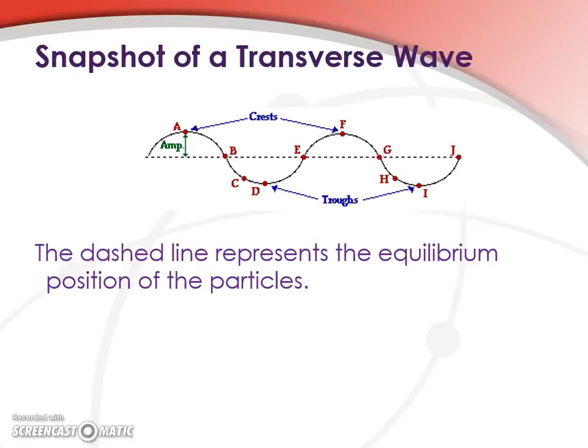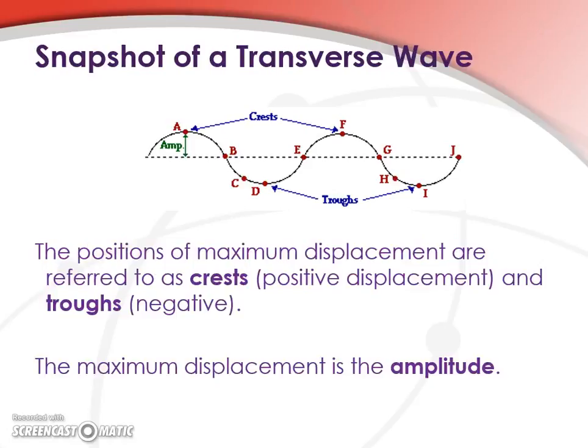And now that we've got that kind of picture, we should walk our way through the anatomy of a wave. This will give us some terms that we can use when we're discussing waves. So the dashed line on this picture is the equilibrium position of the particles. It's the center line for our wave. And once we have that center line, we can talk about the movement of the wave in relation to that equilibrium point.